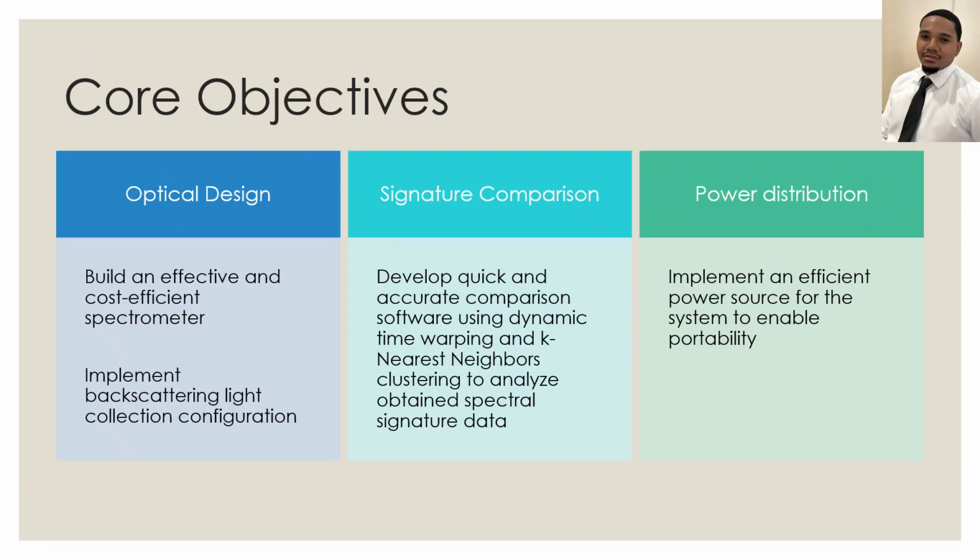The following are our core objectives to achieve the project goals, which are implementing a methodical optical design to build in effective backscattering light collection and spectrometer configuration, and also the use of accurate comparison algorithms to discern the spectral signatures of cotton and polyester. And to complete all of this while maintaining reliable and portable power supply.